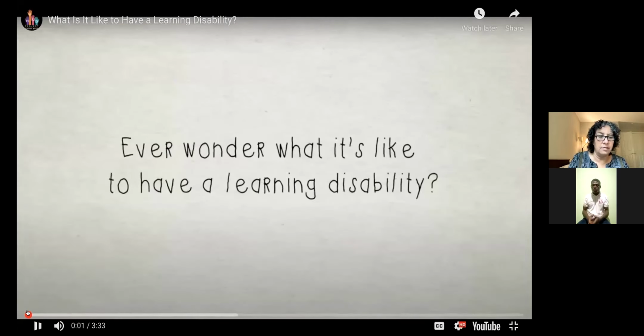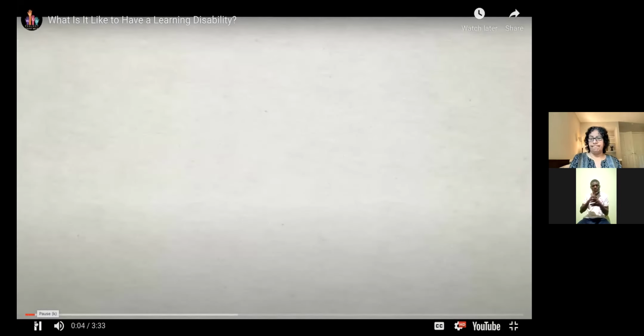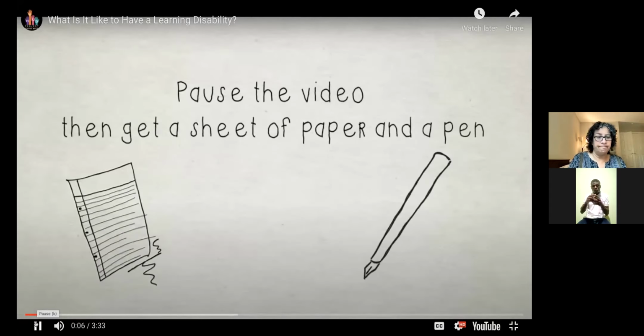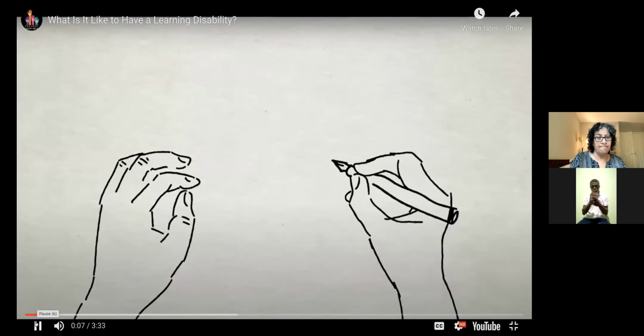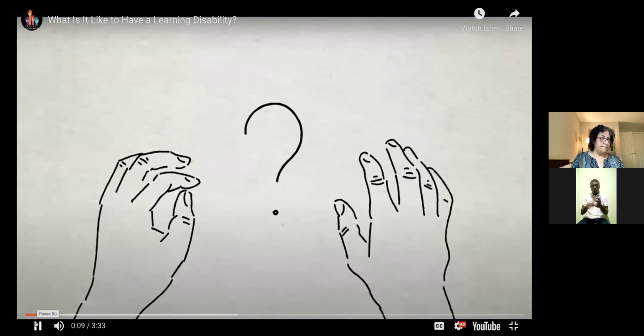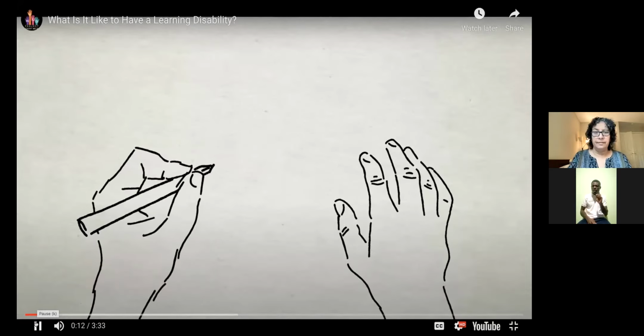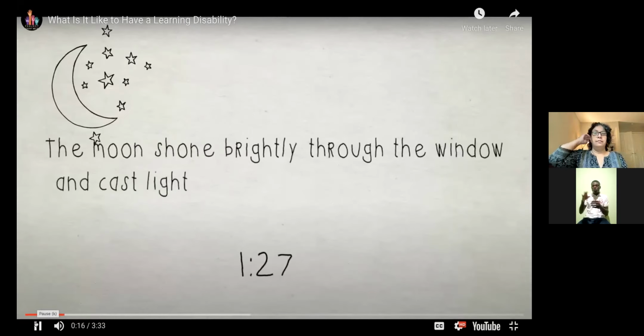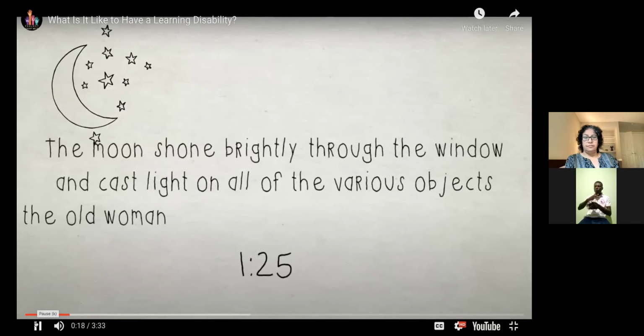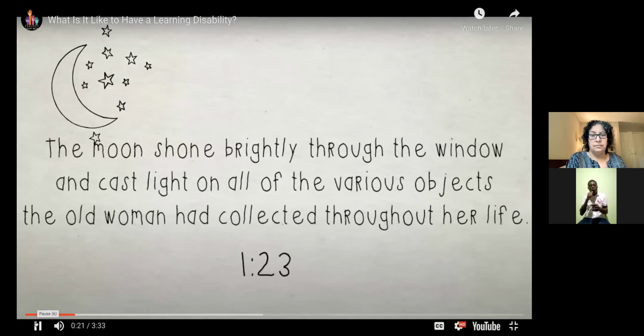Learning disability. Ever wonder what it's like to have a learning disability? Try this exercise. Pause the video, then get a sheet of paper and a pen. Prepare to write. Which hand do you write with? Use the other one to copy this sentence. The moon shone brightly through the window and cast light on all of the various objects the old woman had collected throughout her life.